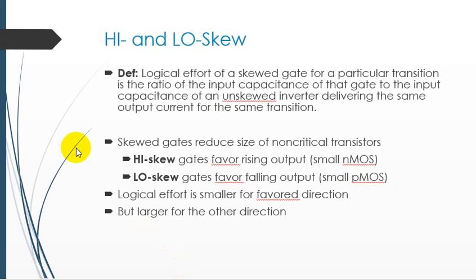Let's revise the high and low skewed gates. The logical effort of a skewed gate for a particular transition is the ratio of the input capacitance of that gate to the input capacitance of the unskewed inverter delivering the same output current for the same transition. Again, high skew favors the rising output, and low skew favors the falling output, and the logical effort is smaller for the favored direction but larger for the other direction.